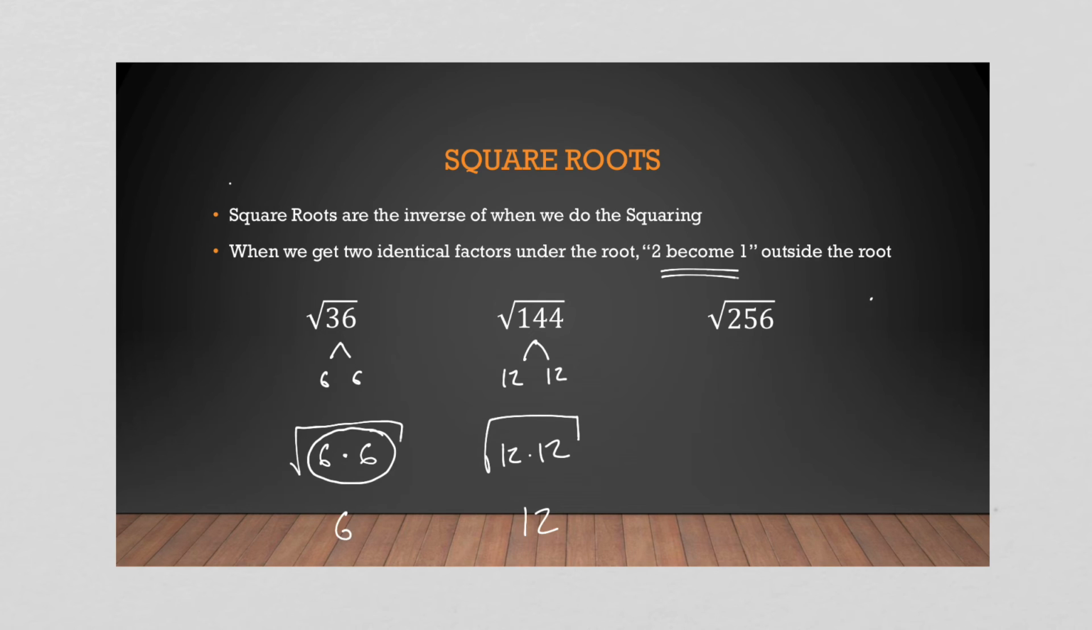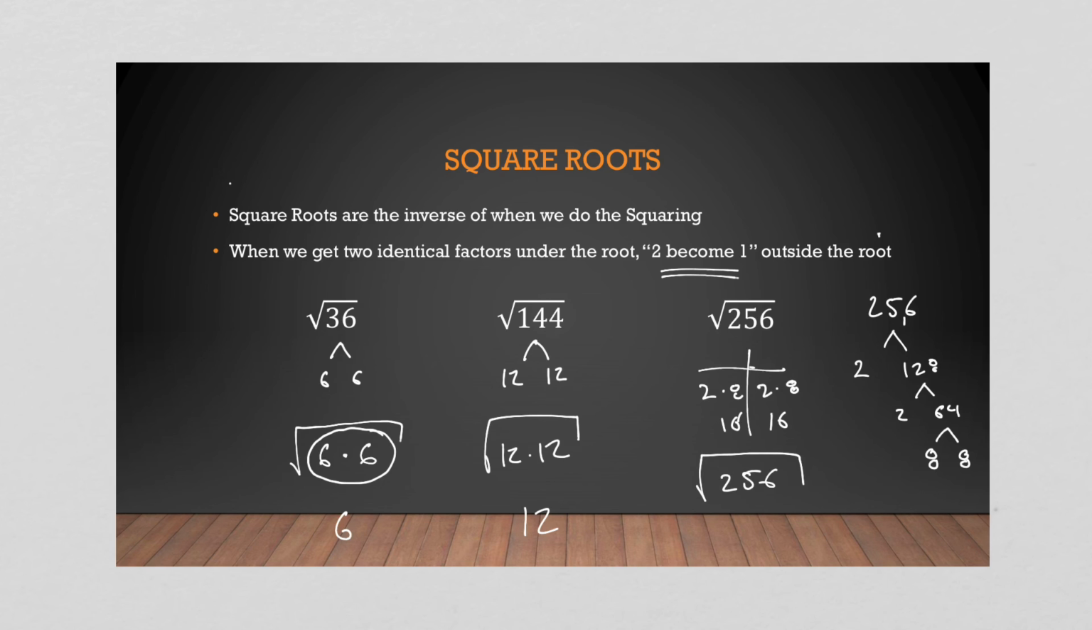Now, 256 you might be a little bit hesitant with. Well, then let's factor this. 256 divided by 2 is 128. Divided by 2 is 64. Now, you don't have to break this all the way down because, look, 64 you might know is 8 times 8. And if you think about the fact that you're trying to just get two groups, you have a 2 and a 2 and an 8 and an 8, which means you have 16 and 16. So it means the square root of 256 is the square root of 16 times 16. You have two identical factors, so the square root is just 16.